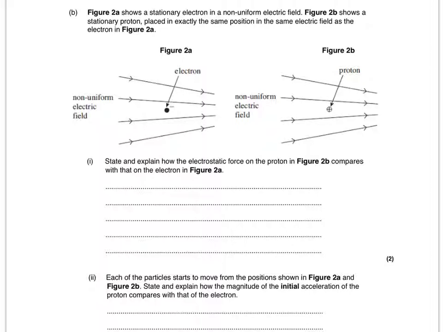So the next part of the question is on two charges in non-uniform electric fields. I'll put the positive and the negatives on. And I can see that the field strength is getting stronger at this side, weaker over here, because the field lines are further apart over there. Same on the other side, one's a proton, one's an electron.